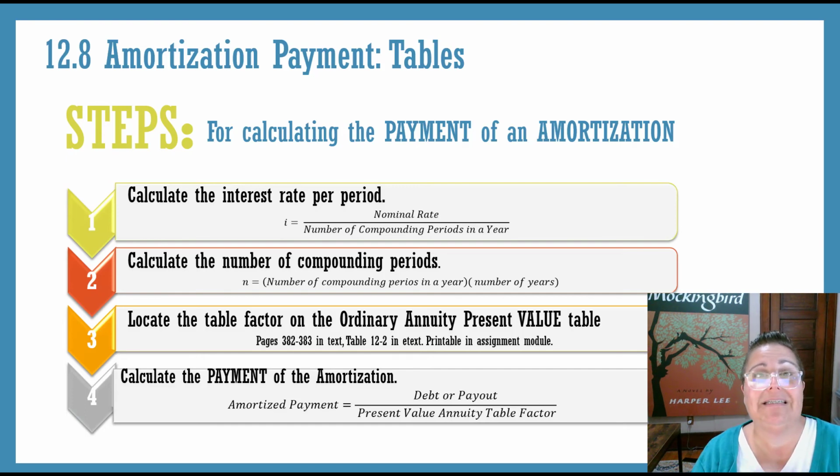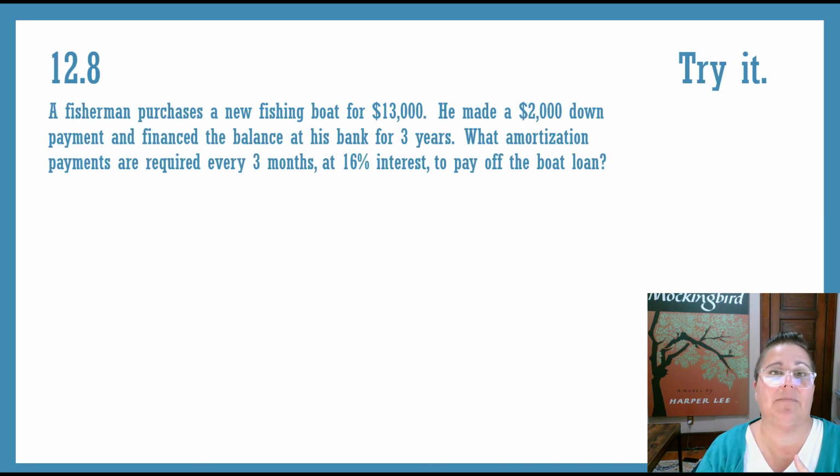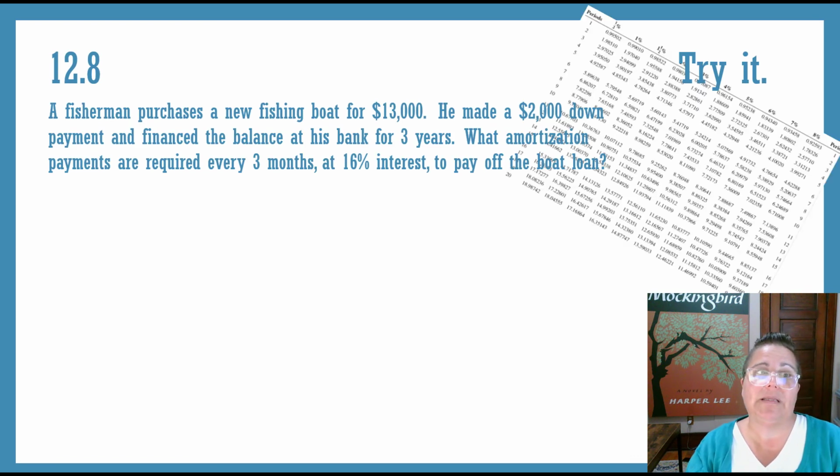So we're going to find the payment by taking the debt or the payout and dividing it by the table factor. An example here. Here we have a fisherman that's going to purchase a new fishing boat for $13,000. He makes a $2,000 down payment and finances the balance at his bank for the next 3 years. What amortized payments are required every 3 months at 16% interest to pay off this boat loan?